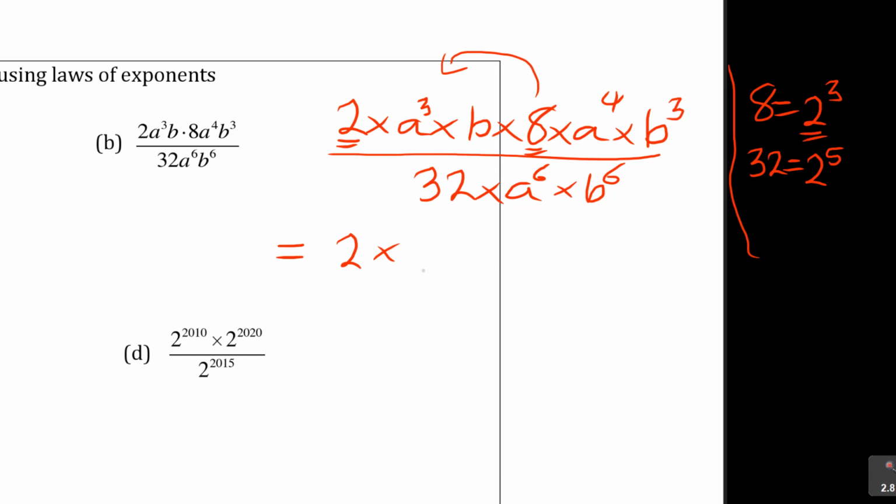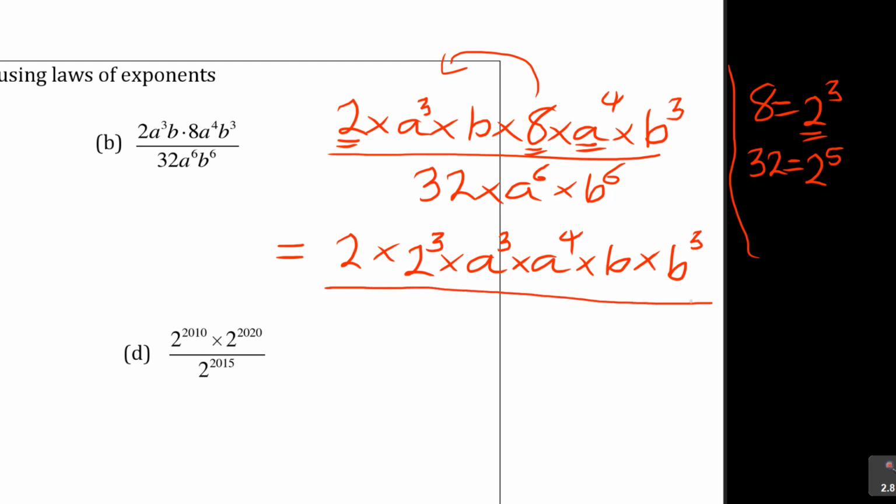So 8 is 2 to the power of 3. So you've got 2 to the power of 3 for this 8, and then we're done. Now follow with a to the power of 3, rearrange this other one also, bring it closer, it's a to the power of 4. Do you see what I'm doing? Times b to the power of 3. I'm rearranging according to like terms.